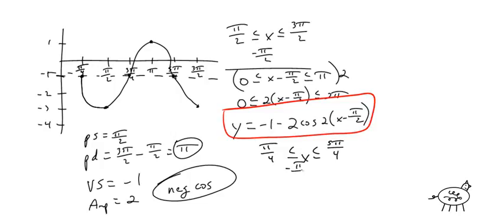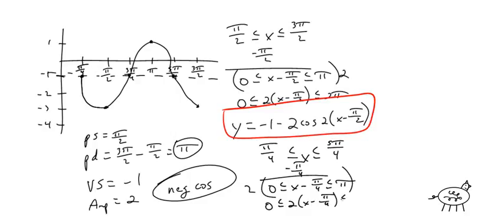The graph is going to change a little bit, but let's work with this. I'm going to subtract pi over 4 from all sides. So I get 0 less than or equal to x minus pi over 4 less than or equal to pi. Multiply this by 2, just like I did before. So 0 less than or equal to 2 parentheses x minus pi over 4 less than or equal to 2 pi.